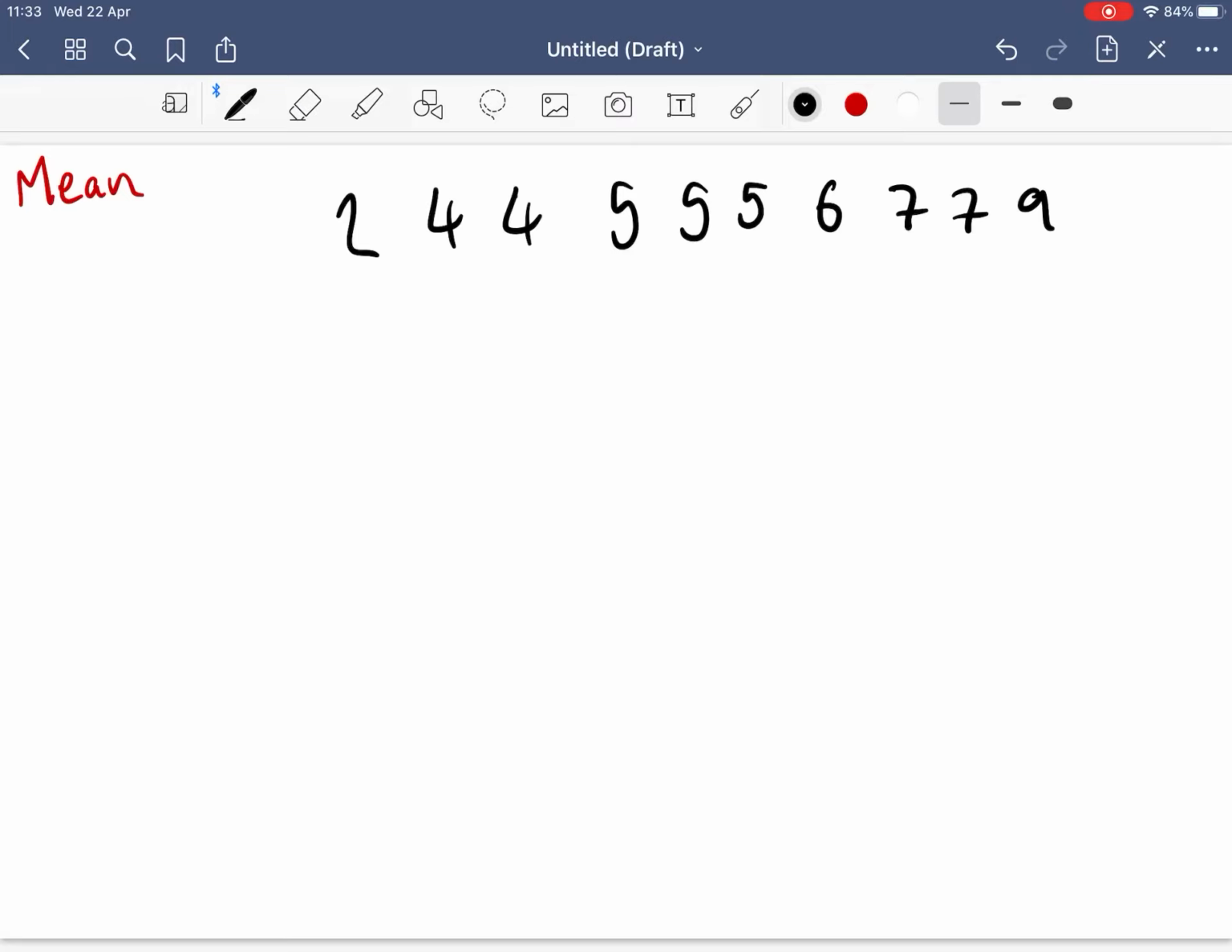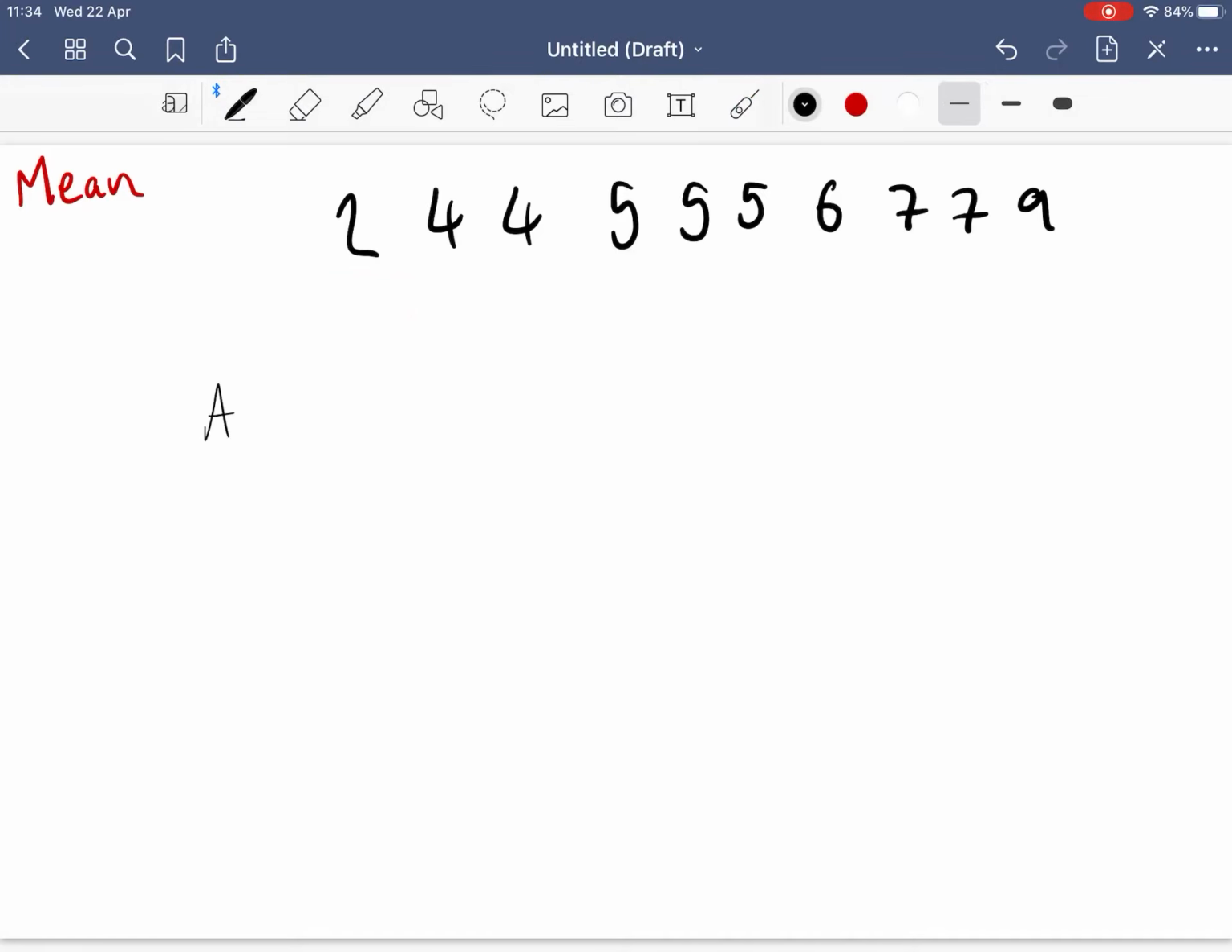Now, you could do this in a column addition if you wanted to, but because it's only single digit numbers for this one, I'm going to do it in my head, and I think you will be able to do that as well. So 9 plus 7 is 16. Add another 7 is 23. Add the 6, 29. Add the 5, 34. Add a 5, 39. Add the 5 again, 44. Add the 4, 48. Add another 4, 52. And add the 2 is 54.